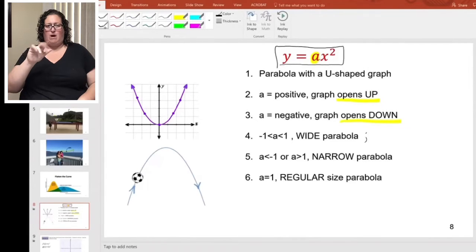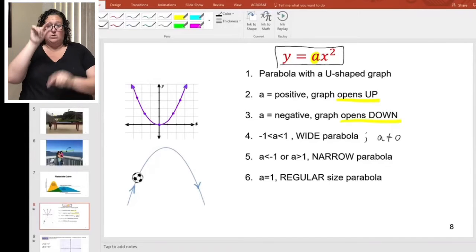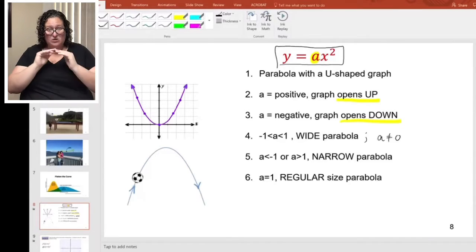And I must also mention that a cannot be 0, because if a is 0, then we'll have y equals 0 times x squared, which is just y equals 0, which means that the equation will no longer be a parabola. Now, if a is a number that's less than -1 or bigger than 1, then we'll end up with a narrow parabola. And if a is 1, then we'll end up with a parabola that's of normal size.